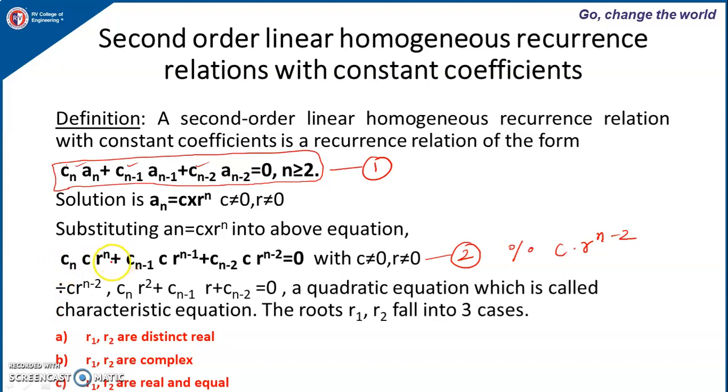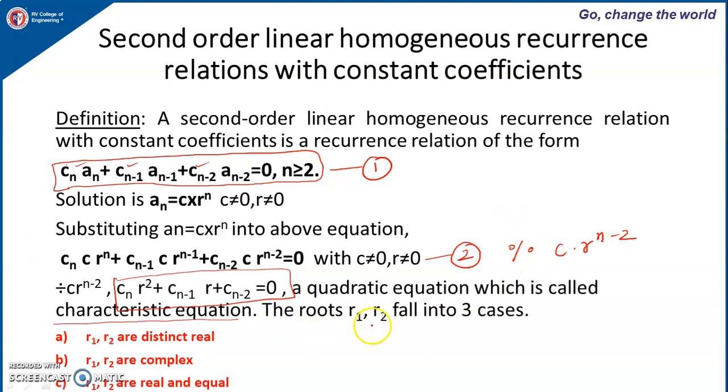So if I divide this equation by c into r power n minus 2, we will get Cn r square plus Cn minus 1 r plus Cn minus 2 is equal to 0, and this is nothing but a quadratic equation which is called the characteristic equation here. So once the recurrence relation of the second order is given to us, from the recurrence relation we need to write the quadratic equation, that is the characteristic equation. Once we get the quadratic equation, we all know how to solve the quadratic equation.